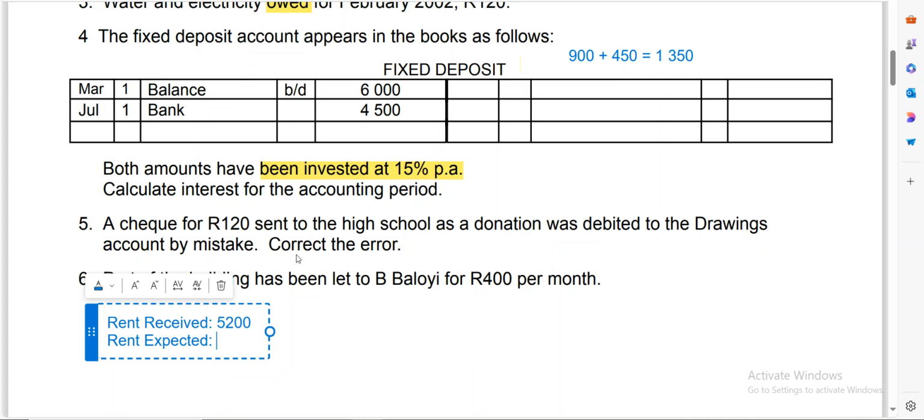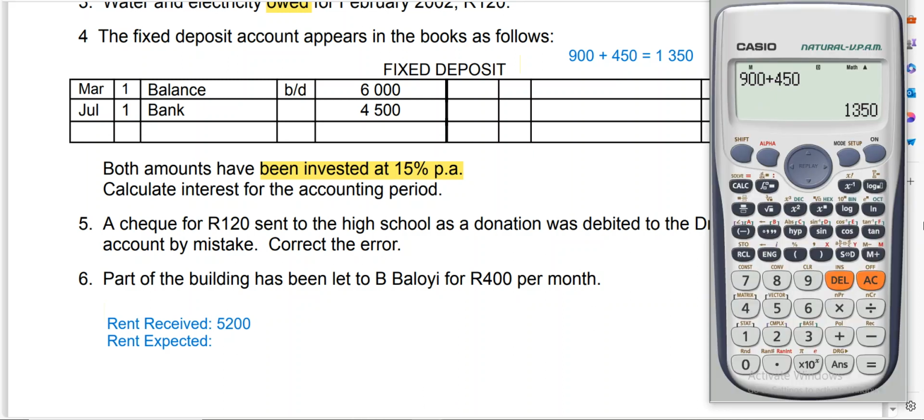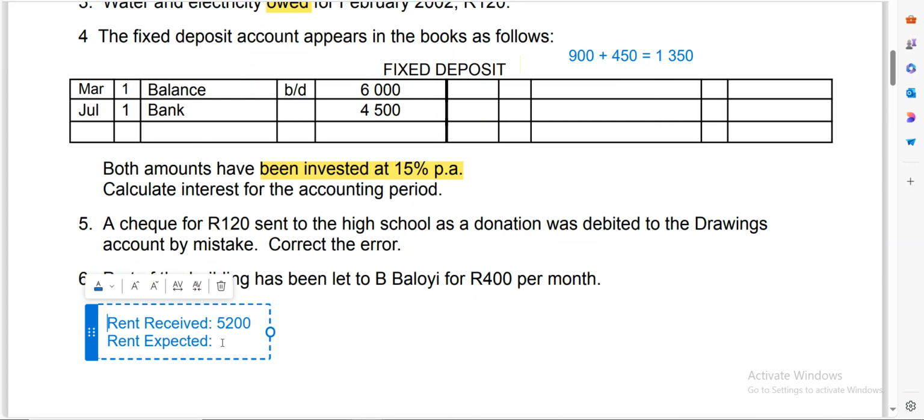So now here they're saying that part of the building has been let to Baloyi for 400 per month. So they are telling us how much he was paying per month. So we need to check if what he gave us is equivalent to what we were supposed to get. Okay, if not, we make some adjustments. So let's see. Remember, this person stayed with us for the entire year, so we're going to say 400 multiplied by 12, and according to this 400 by 12, it gives us 4,800. So meaning that we were supposed to get 4.8 from him.